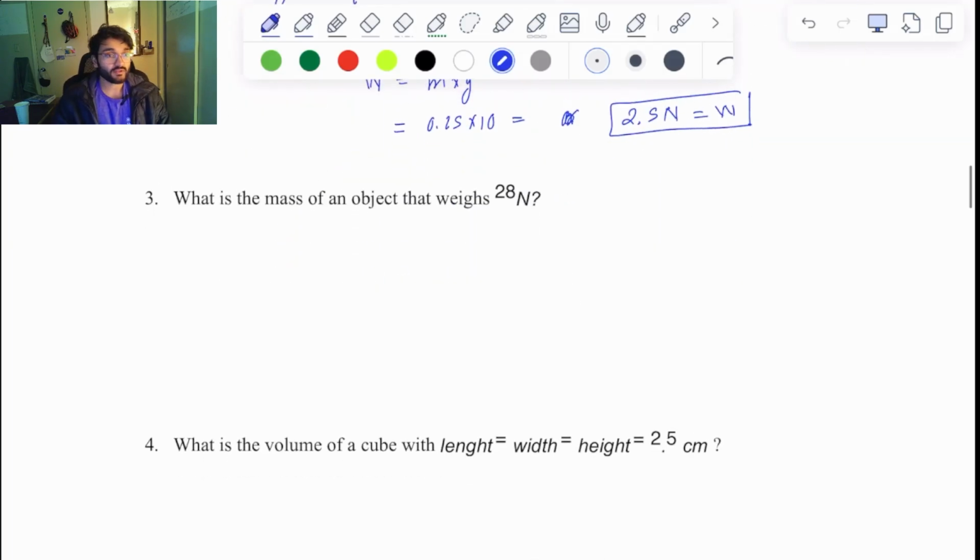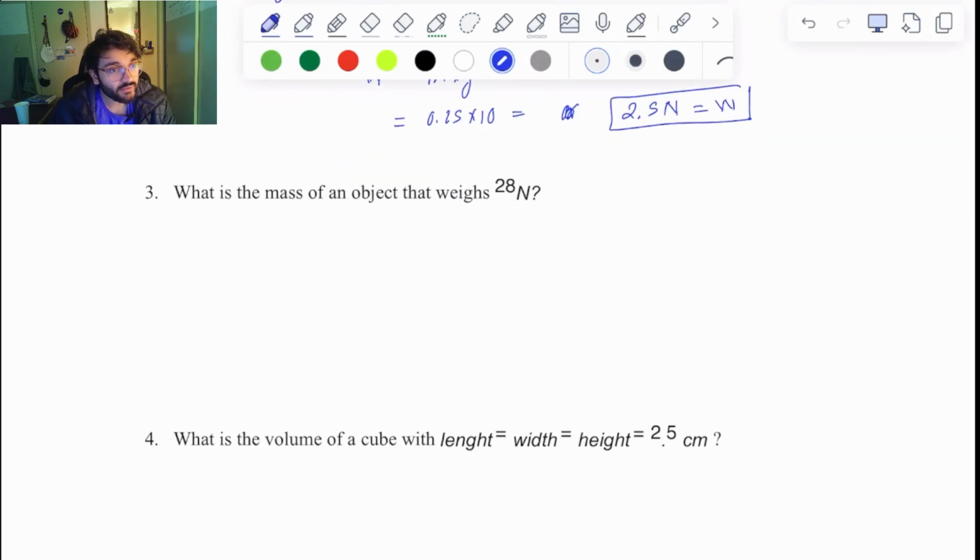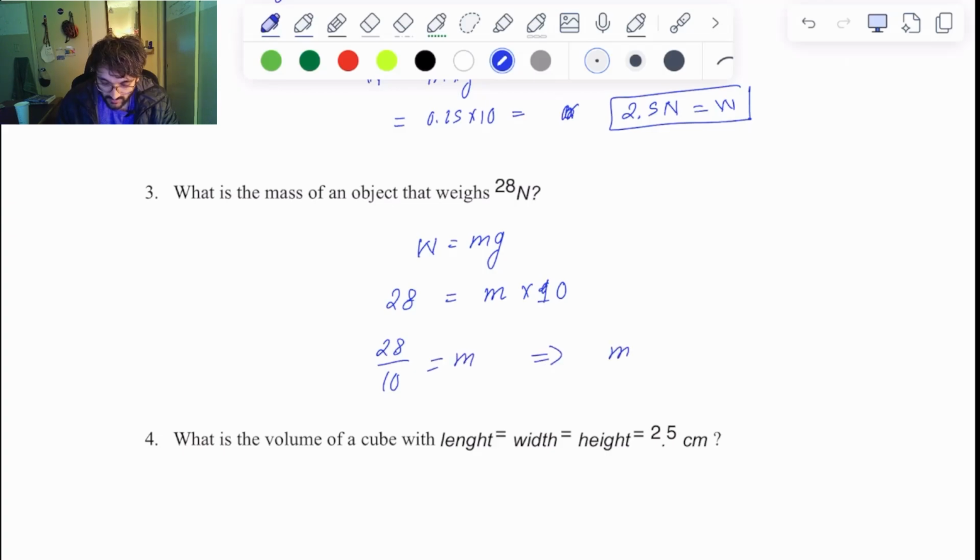Question 3 is the opposite of that. It says, what is the mass of an object that weighs 28 newtons? Okay, so we are given the weight and we need to find the mass. So you use W equals mg. W is 28, m is what we need, and g is 10. Dividing both sides by 10, you get 28 over 10 equals m, and that gives you mass to be equal to 2.8 kilograms.